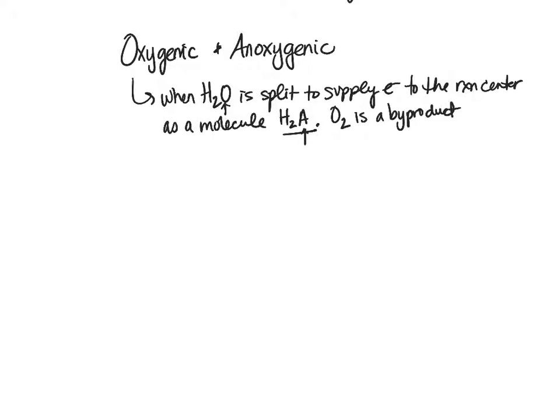So it loses an electron, basically it gives up that electron to the reaction center. When it does this, then we have O2, or oxygen, as a byproduct. So that's why we already know that we have to water plants. The plants take up the water. That's an important aspect of having a plant. And then the plant has to get sun.